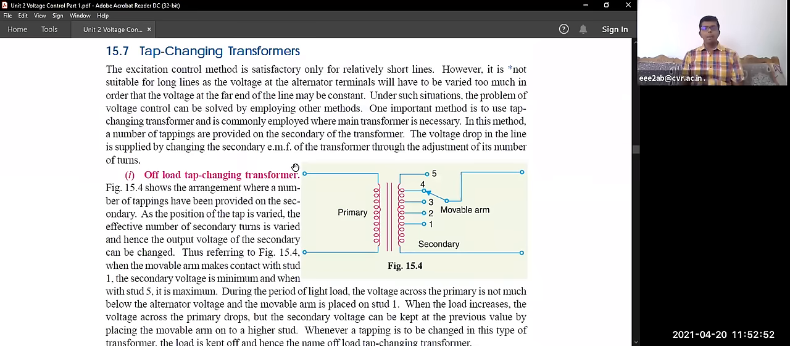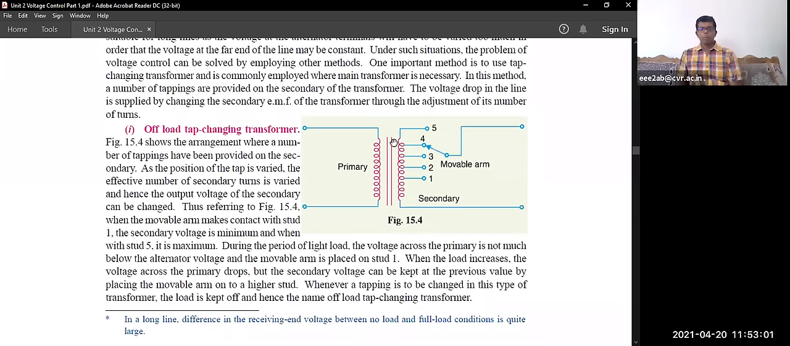We are coming to the tap changing transformer. This is the off-load tap changing transformer. This is the primary winding. What is meant by a transformer? A transformer is a static device or static equipment which changes one form of the voltage to another form of the voltage without changing the frequency. So frequency remains constant. Only the voltage we are stepping up or stepping down.